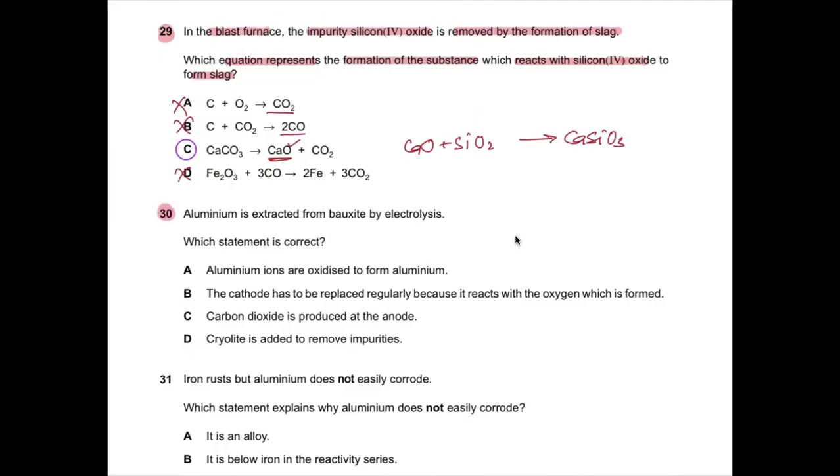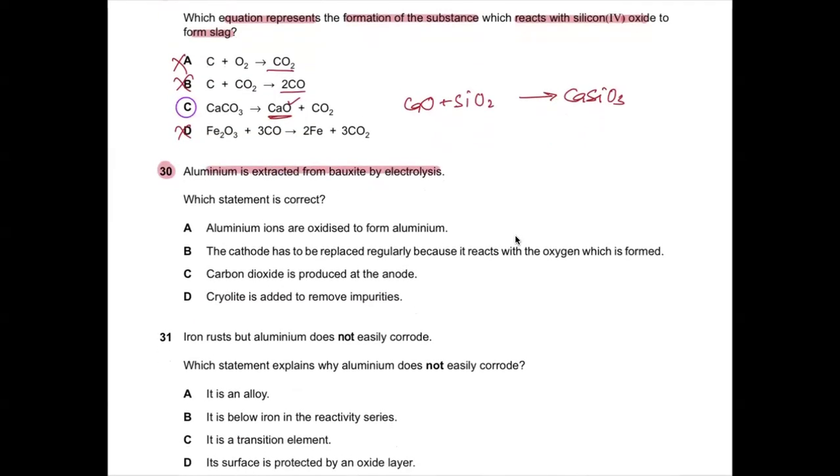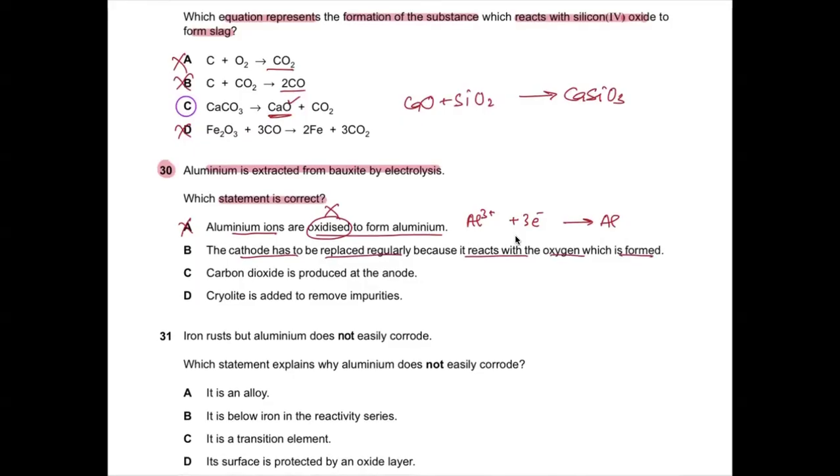Now, MCQ number 30. Aluminum is extracted from bauxite by electrolysis. Which statement is correct? Okay. Aluminum ions are oxidized to form aluminium. No, aluminum ions are 3 positive and they gain electrons to turn into aluminium. So it means reduced, not oxidized. A goes wrong. The cathode has to be replaced regularly because it reacts with oxygen. No, oxygen is formed at the anode, not the cathode. So B goes wrong. Carbon dioxide is produced at the anode. Cryolite is added to remove impurities. No, it is added to lower the melting point. So A, B, and D go wrong, and C is the correct answer.